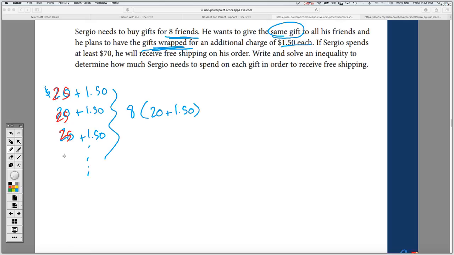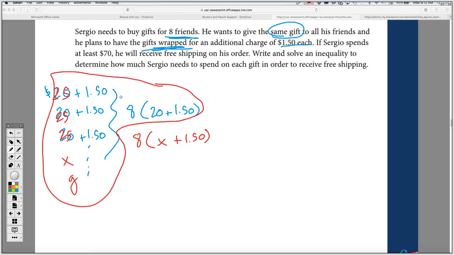G. G for gift. Okay. So you can pick any variable. Doesn't matter. It just represents I don't know. So what is this? How much did I spend on the gift? I don't know. So all of this part right here, this part is our training wheels. Okay, eventually you won't have the training wheels. You'll just be riding. It's going to be great. Excited? I'm excited. All right, so you have 8 times (x plus $1.50), right?